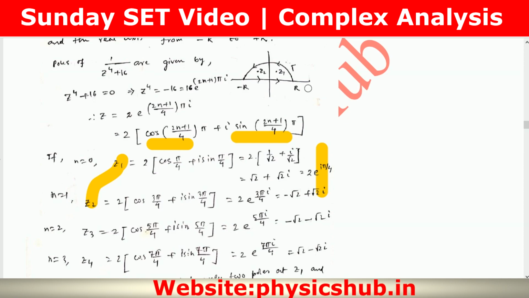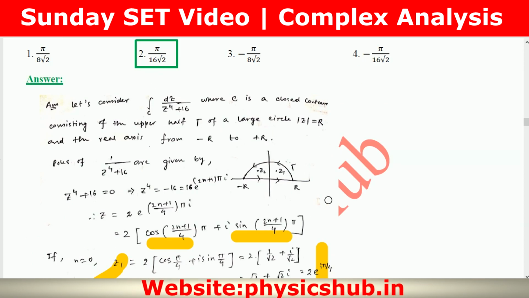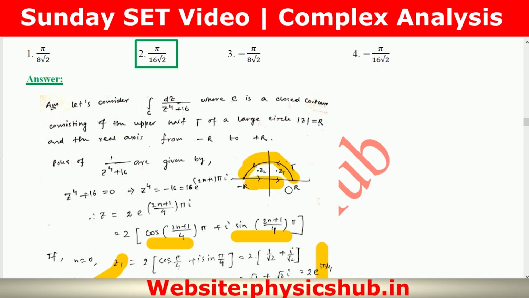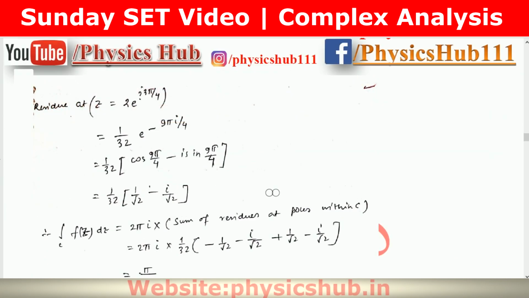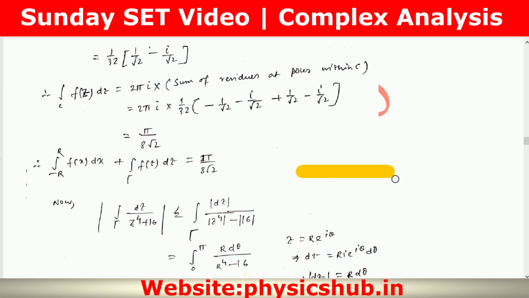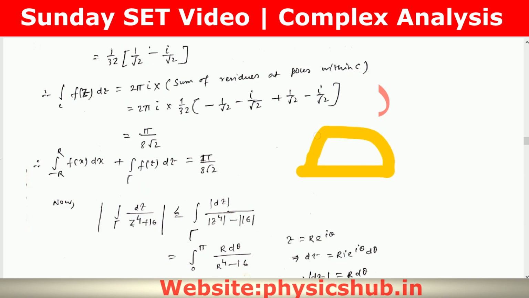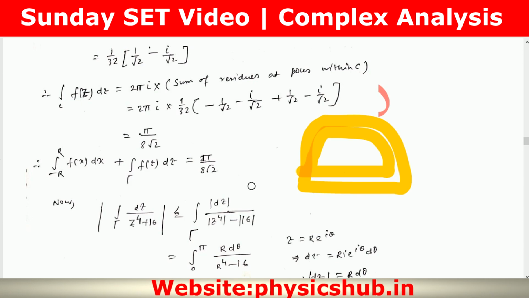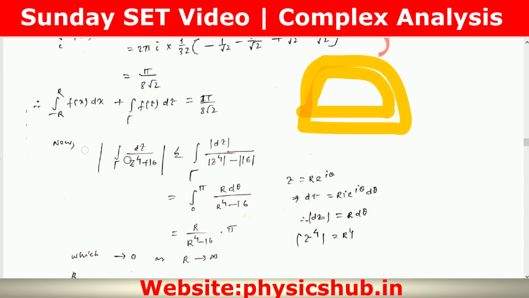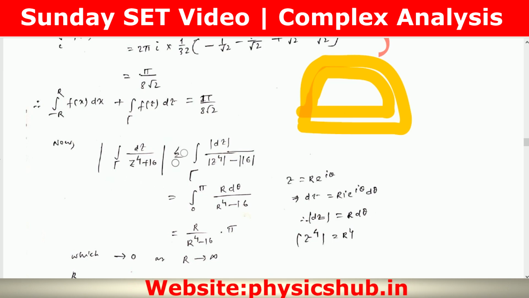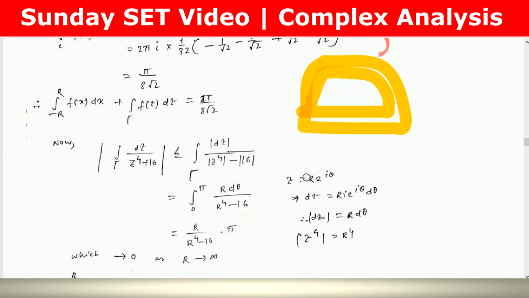Now this is the total contour C, which comprises this semicircular arc plus this line. So we are writing them as separate integrals: the integral from −R to R of f(x) dx plus the integral over the semicircular arc τ, this is τ and this is the real axis, equals π/(8√2). Now we have to find this term. Firstly, the modulus of the integration over τ of dz/(z⁴ + 16) is less than or equal to the integral of |dz|/|z⁴ − 16|.